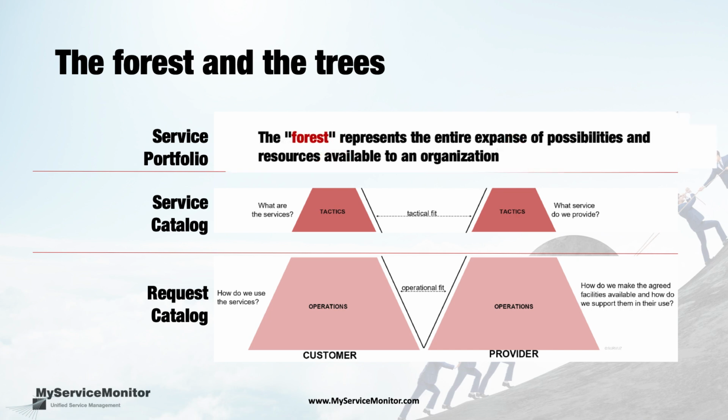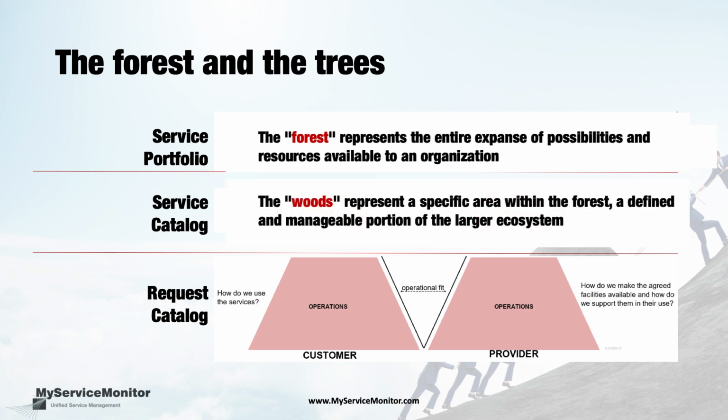The forest is a macro view. It lists not only the services currently being provided, but those that have been withdrawn and those that could potentially be provided. The portfolio shows all services in various stages of planning, development, or consideration. The woods represents a specific area of the forest. It's a subset of the portfolio. It includes services that are currently available for consumption and provides detailed information about the service, what goods and actions are included, and the functionality and functioning of both the facility and the support.